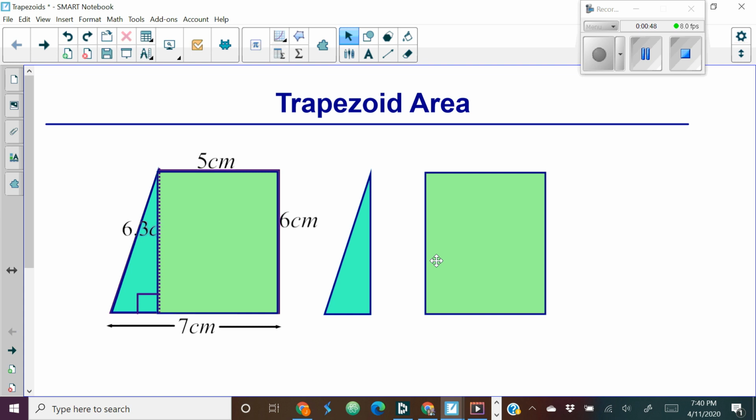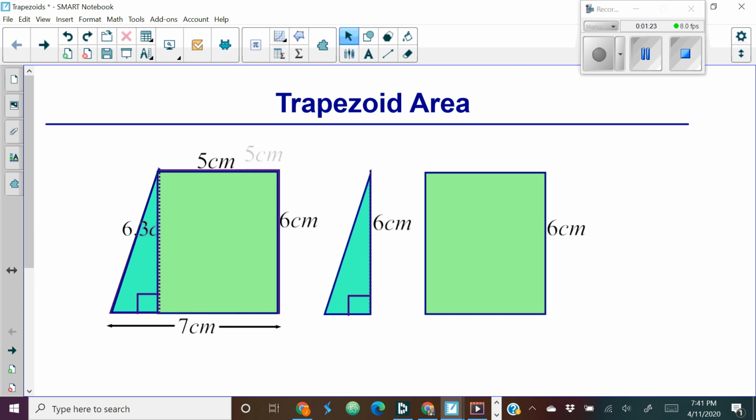So in order to do that, we have to know the base and the height of each. And the height of both of these, if you look at this, you can see that the height is always where there's a square angle. And so there's a square angle right there. And so we know the height of the triangle is 6. And it's also the same square angle on a rectangle, because a rectangle has 4 square angles. So the height of both of those figures is 6 centimeters.